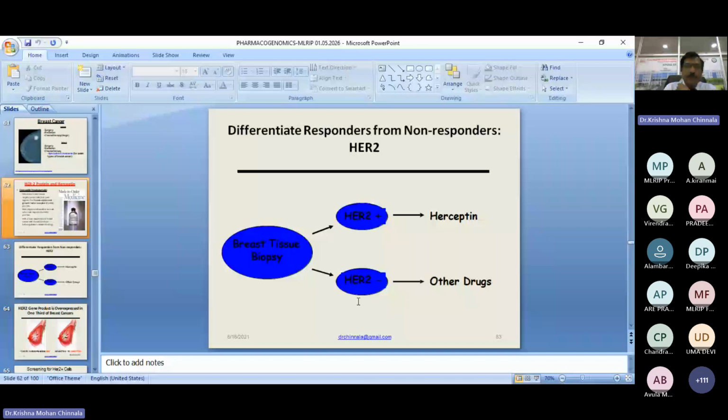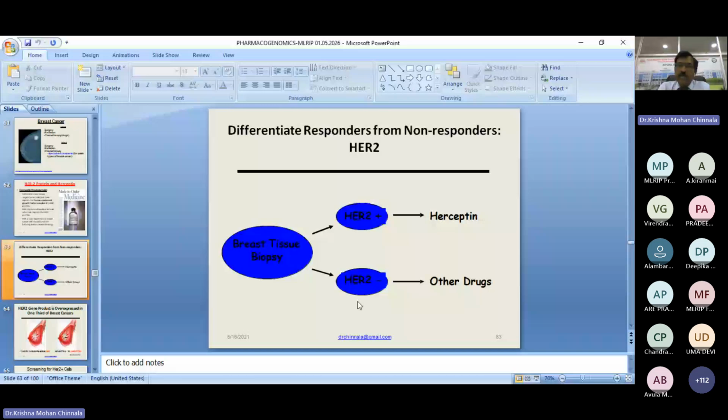So here what you have to do, you have to take the biopsy, breast tissue biopsy, and check with Herceptin activity. If HER2 is giving a positive response towards Herceptin, without any hesitation, you can start the treatment. And if it is giving a negative response, then you have to try the biopsy tissues with a drug other than Herceptin, to check whether it is giving a positive response or not.